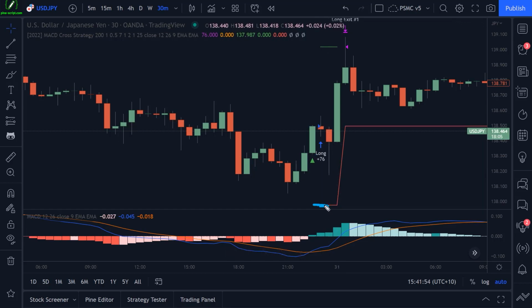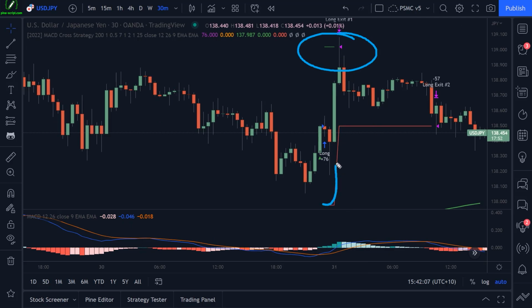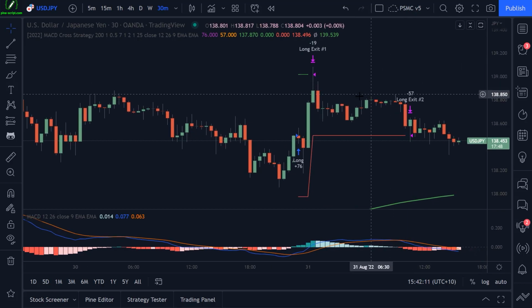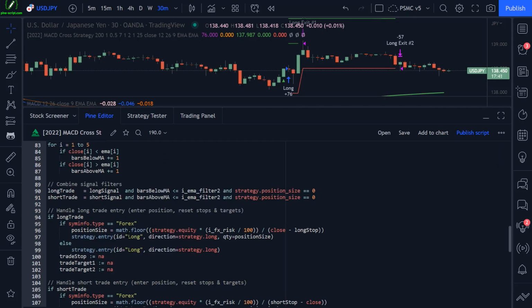Our stop loss is set once we enter our trade. When our first target is hit, our stop loss gets moved to break even on the remainder of our position. So if I scroll up here, our position size is tiny. So something's gone wrong with my Forex code.